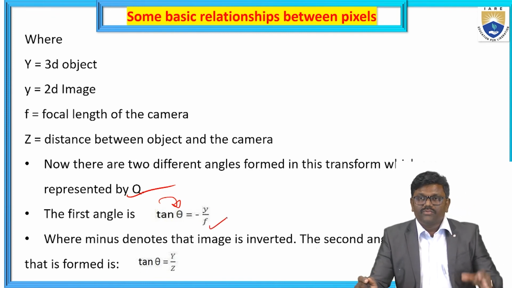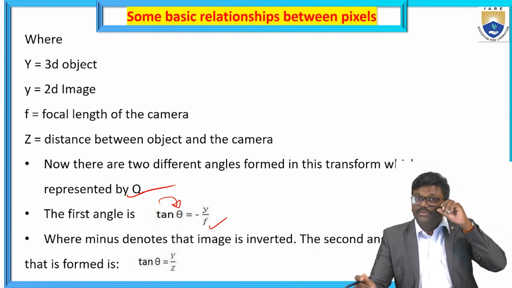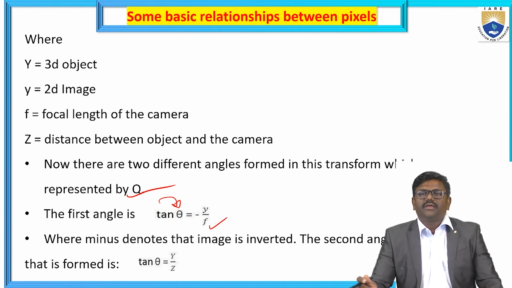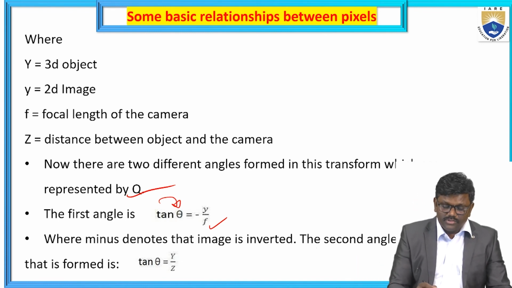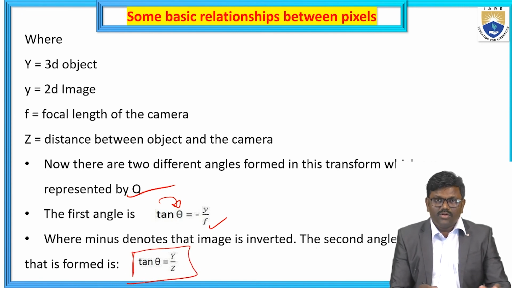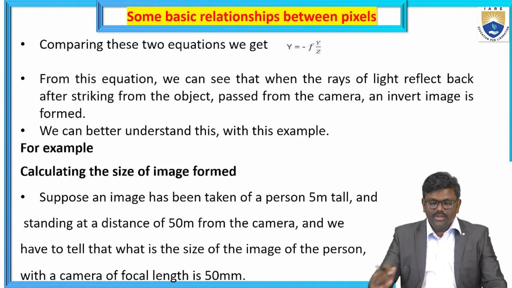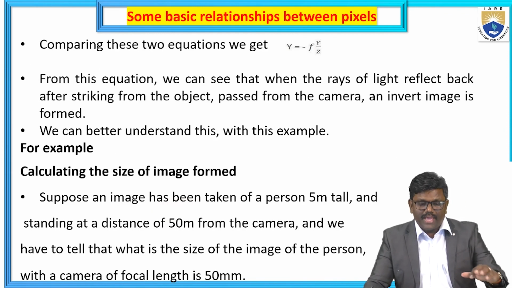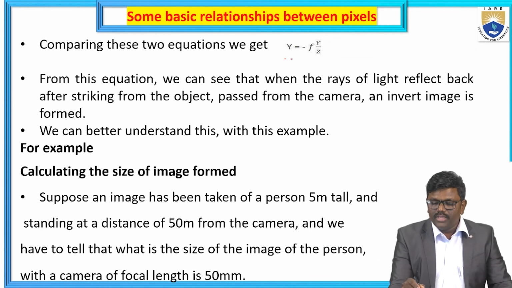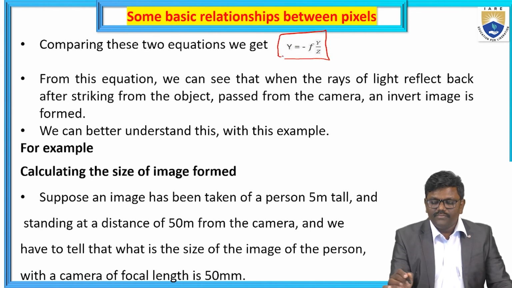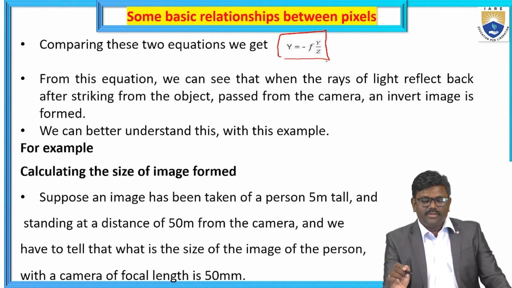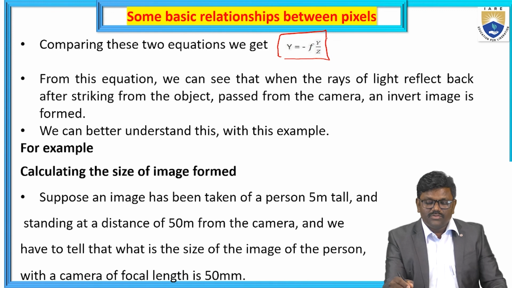What does the minus value mean? It means the image is inverted. Minus denotes that the image is inverted. The second angle is formed without minus, that is tan theta equals y by z. Here there is no inverted image. So by comparing the two equations, we get y equals minus f times y by z. That is a simplification.